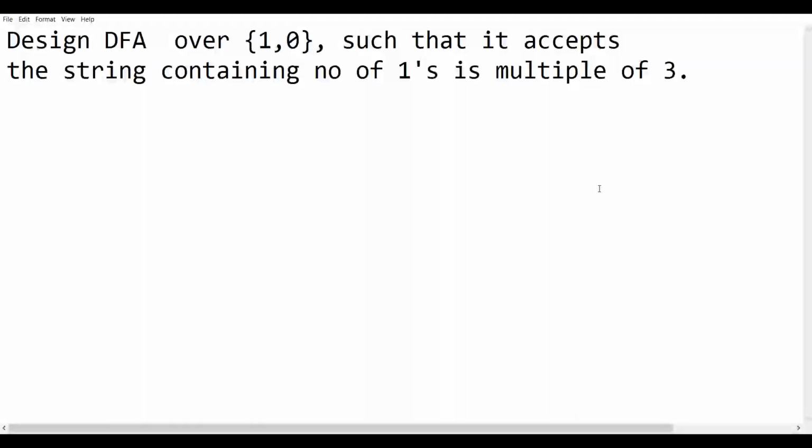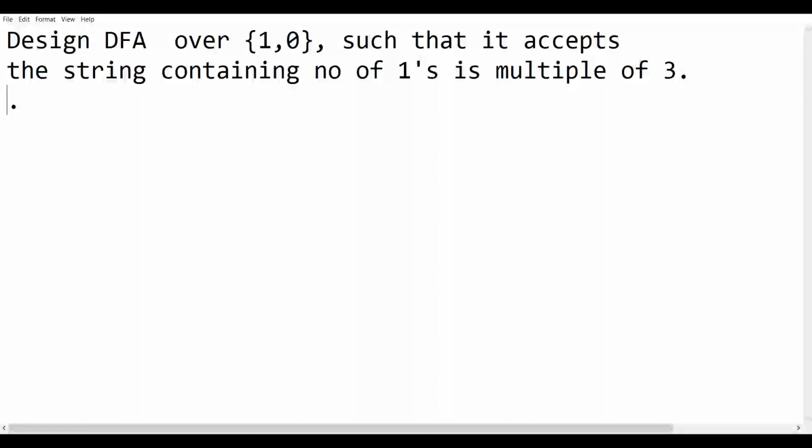Okay, here we design a DFA. So the problem statement is: design a DFA over {1, 0} such that it accepts the strings containing a number of ones that is a multiple of 3. So read the statement carefully.